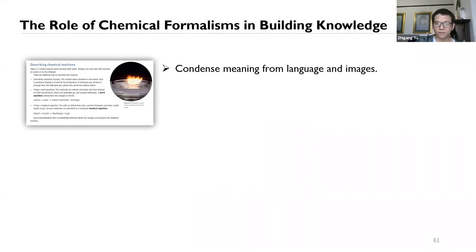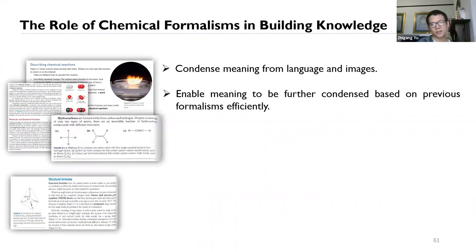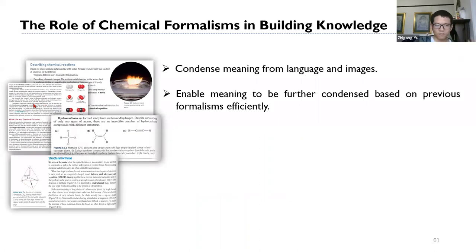Why is that? It can condense meaning from languages and images. And the other is that it enables meaning to be further condensed based on previous forms and efficiently, just like you showed, search for blah blah blah. It enables meaning to be further condensed. Without this kind of formalism, I can't imagine how much description or actual work would need to be done by the image or language. So, the chemical formulas are used.